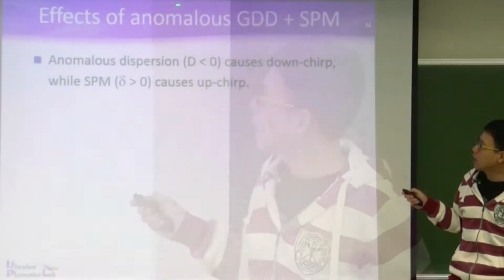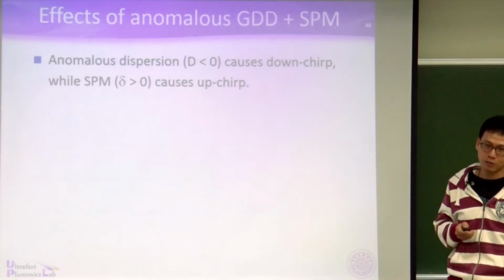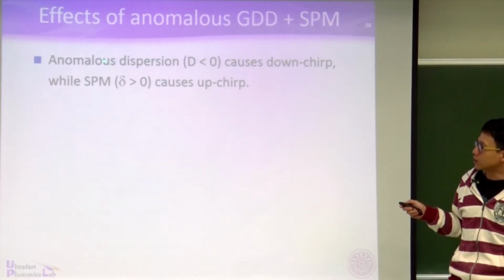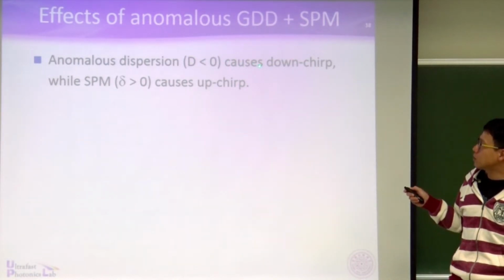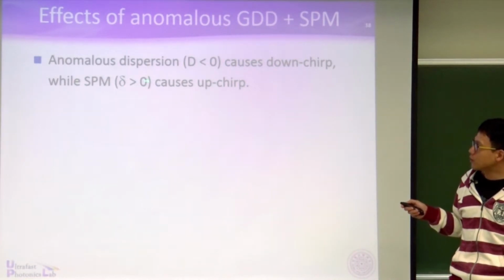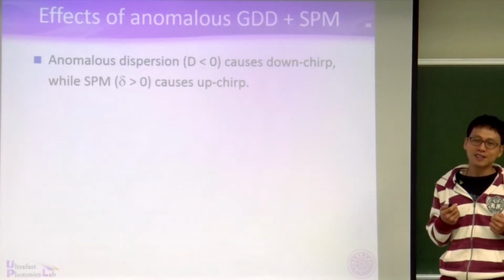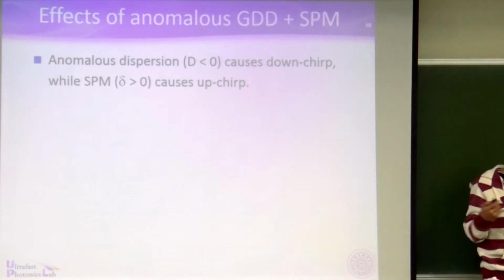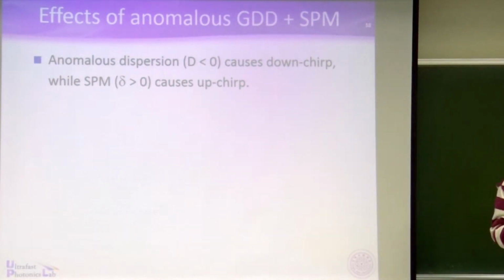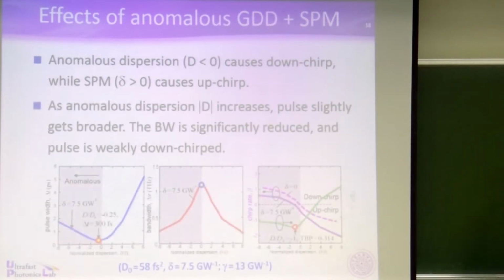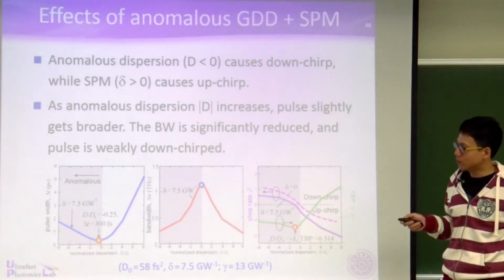Now we have anomalous GDD and the cell phase modulation. Fundamentally, anomalous dispersion causes downchirp, while cell phase modulation causes upchirp. They are in conflict with each other. Okay, so they are counteracting forces. Some balance could be reached. So these are the simulation results.